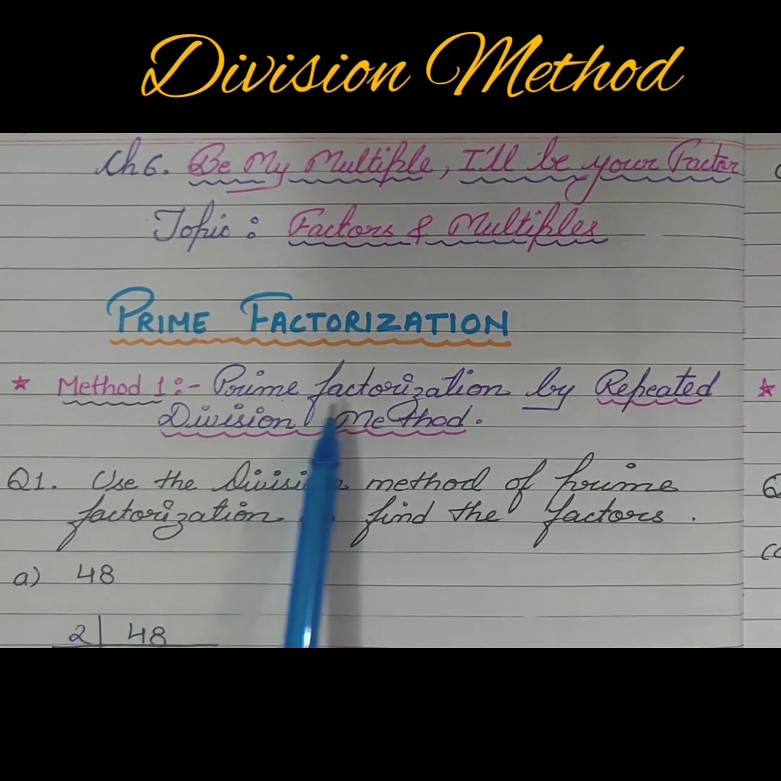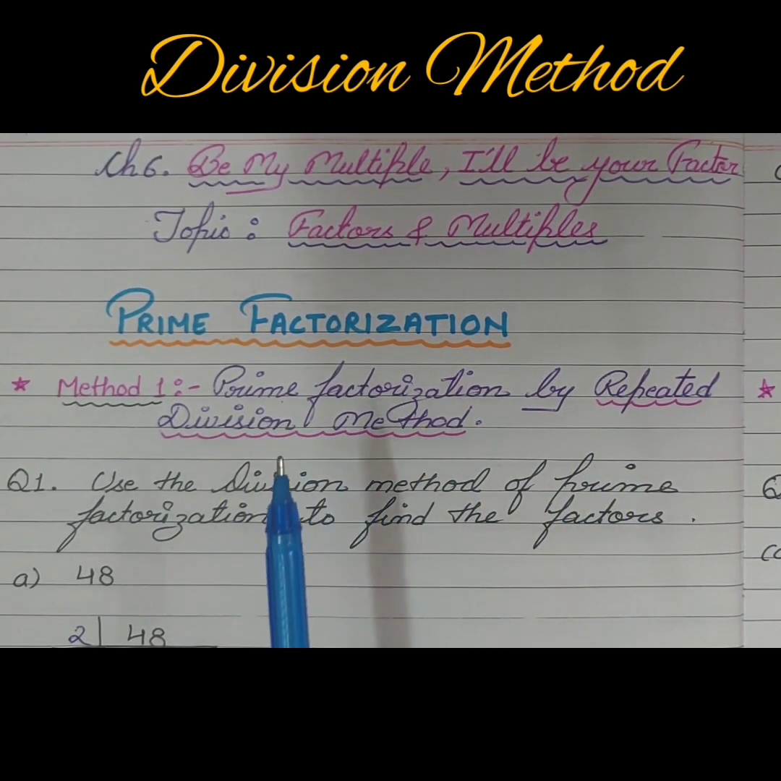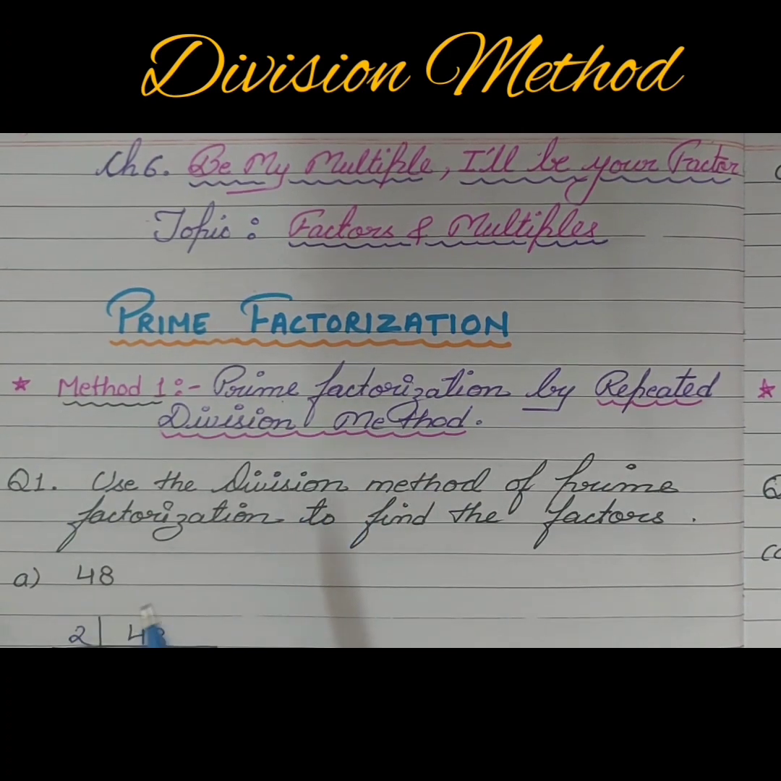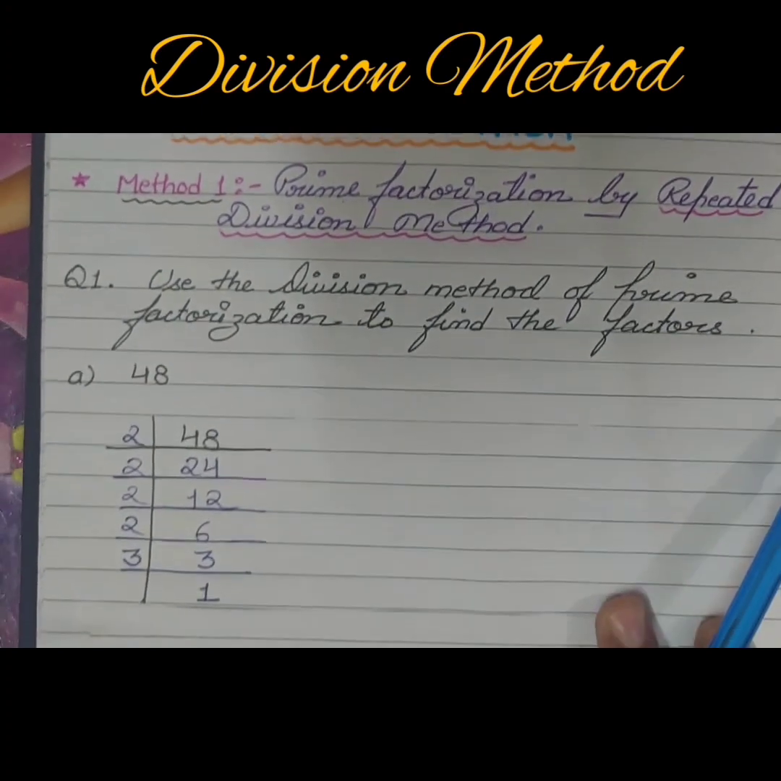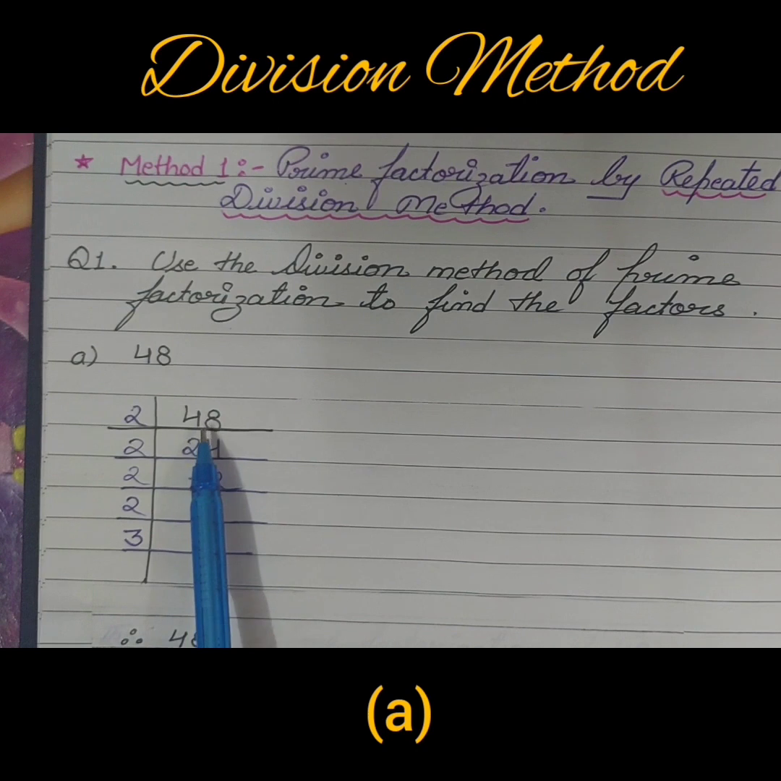Method 1. Prime factorization by repeated division method. Remember, in this method, we always begin with the smallest prime number which divides the given number completely. Question number 1. Use the division method of prime factorization to find the factors. A part, 48. Now, 48 is an even number, so divide 48 by 2, we will get 24.